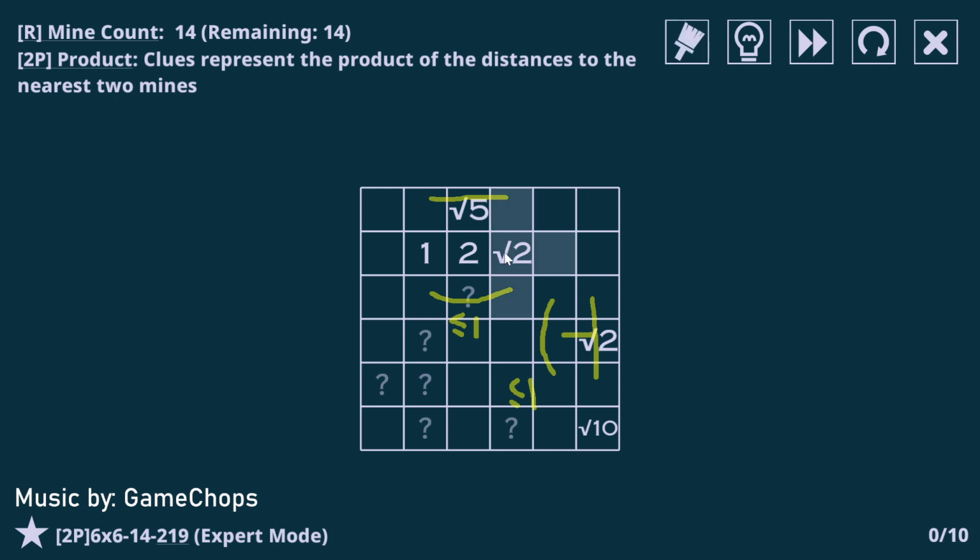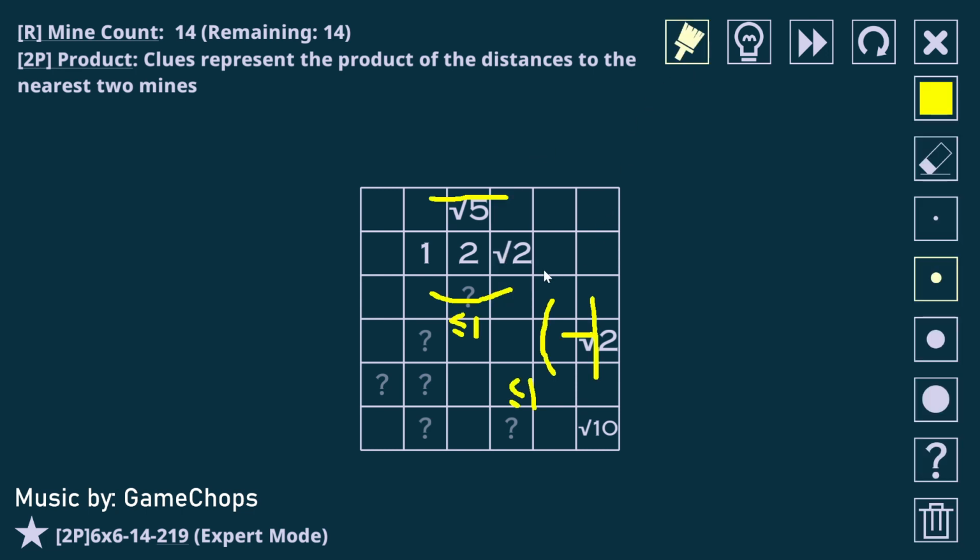Maybe the root 2 then. Root 2 again we know is 1 times root 2. So, what? I don't know what that means. I mean, I guess I can say that one of those are mines. Exactly one of those are mines. And then at least one of those are mines, but that doesn't really help.